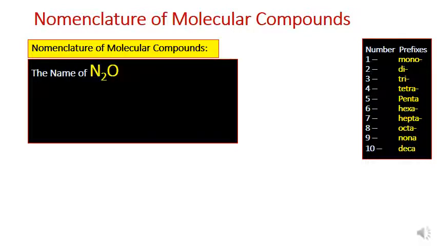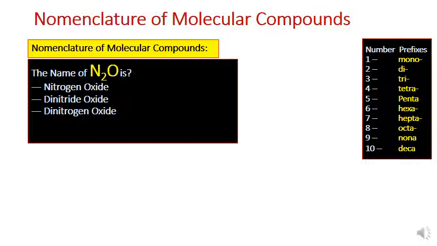What is the name of N2O? The first option is nitrogen oxide. The second option is dinitride oxide. Let's go for the third option, dinitrogen oxide, or the last one, dinitrogen monoxide. Now we have four options for this one. What should be the name of N2O?